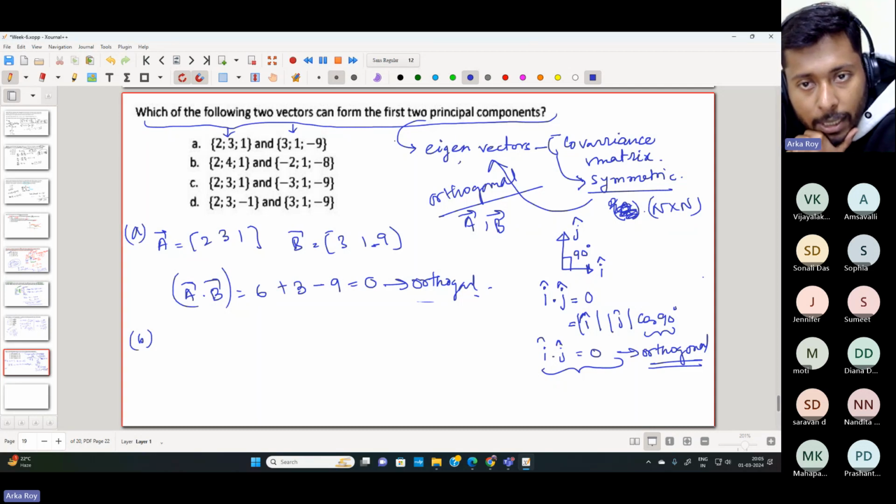They can be eigenvectors and they are forming the principal components, because principal components should be orthogonal to each other, and option A is satisfying that rule.